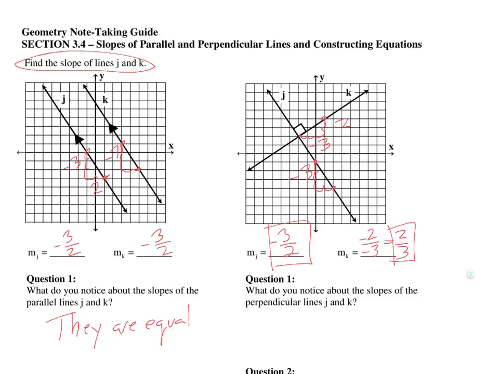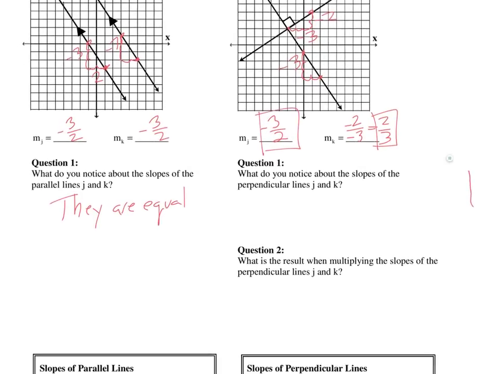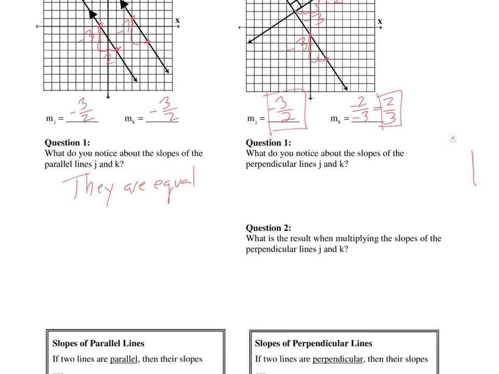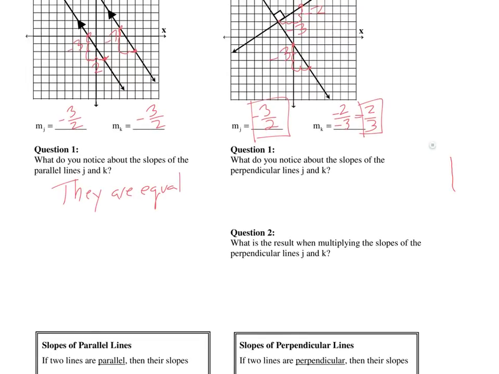All right, so the question is, what do you notice about the slopes of the perpendicular lines, J and K? Well, just look at the fraction itself right now. They're flipped essentially, and whenever you're flipping in mathematics, we call that reciprocal. And look at the signs. One's negative, one's positive. So you could say they are opposite reciprocals. That's one way of describing them.